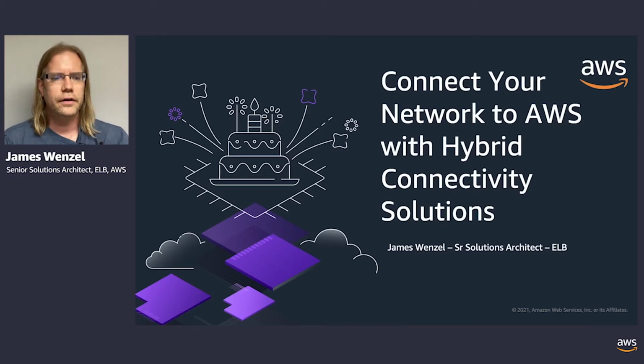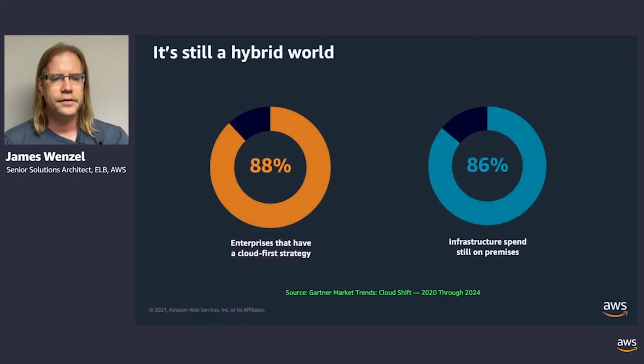If we look at Gartner, they say about 88% of enterprises have a cloud-first strategy. But within that, 86% still need to maintain some sort of infrastructure on premises. And there's many reasons for that. There may be things that you simply can't move, like for instance, if you're in an auto manufacturing plant, or if you have something that needs to reside on site because of security or some attestation of security that you need to prove that you can't move that data into the cloud.